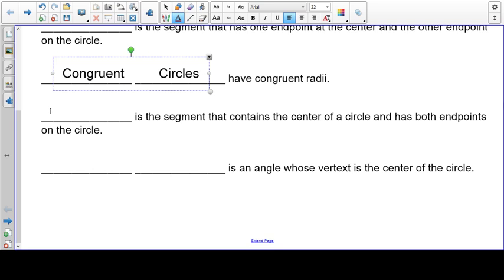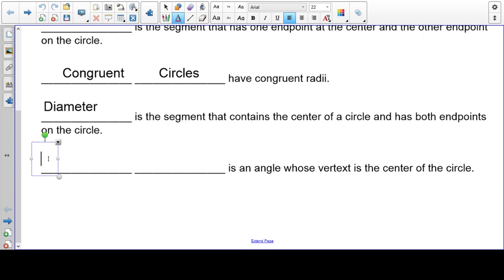Blank is a segment that contains the center of the circle and has both endpoints on the circle. So if we've already talked about radius, what do you think this is going to be? Diameter! Correct!